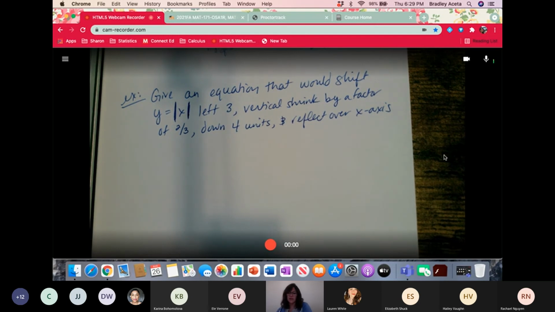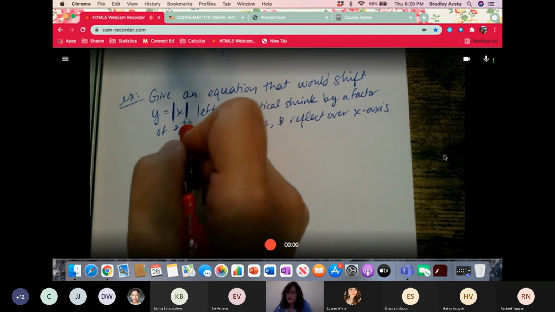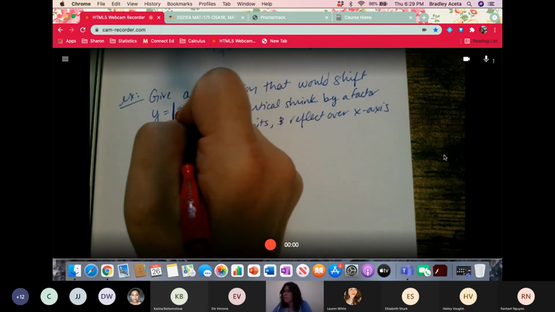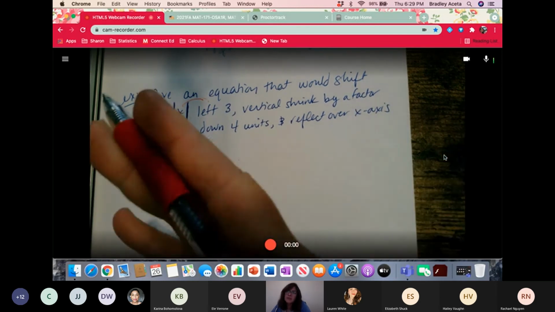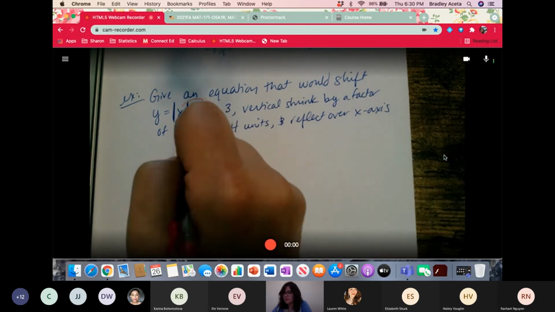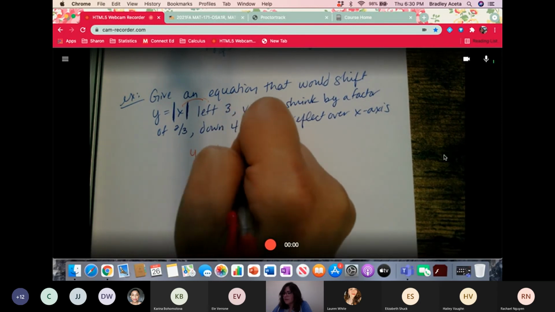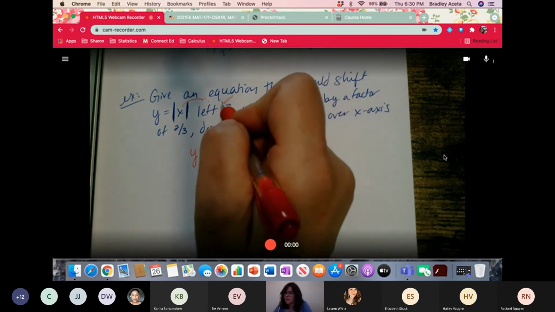All right, so let's see if we can try to write this equation. Shouldn't be too hard. So we know this is our parent. Left 3, I'll start there. Left 3 means I'm going to go inside the parent, but I'm going to do the opposite. I want to write -3, but I know it's +3. So y equals the absolute value of x plus 3. And I'm going to leave some room because I'm probably adding more things around it. So I got that one covered.